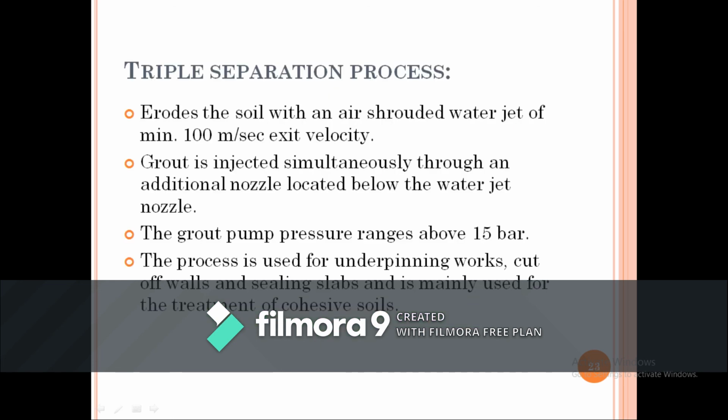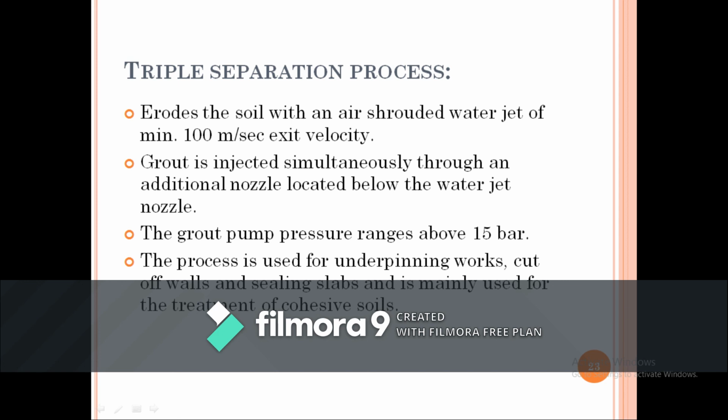In the triple separation process, what will actually be happening is that it erodes the soil with an air shrouded water jet of minimum 100 meters per second exit velocity. So what is happening? In the double process, we have seen that a jet of air is created, and along with that jet of air, the grout takes its place and moves inside.